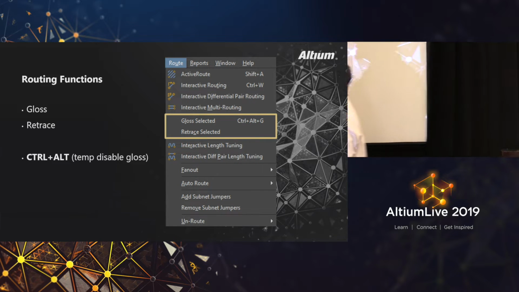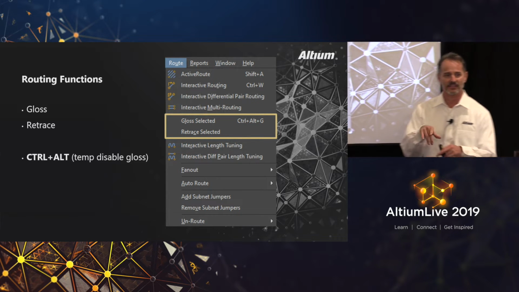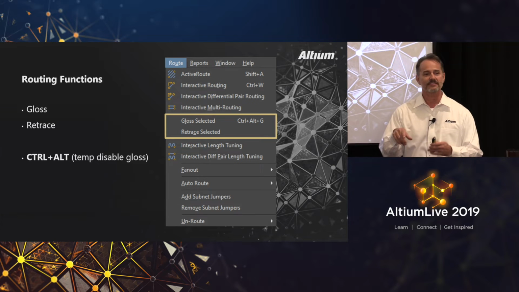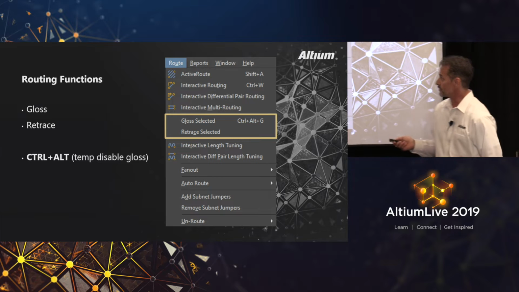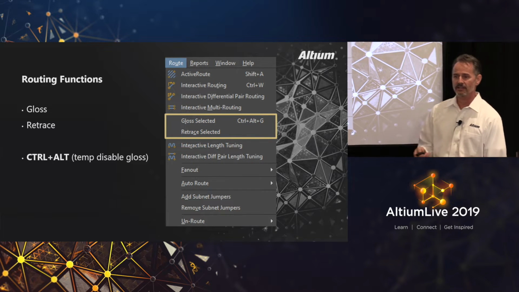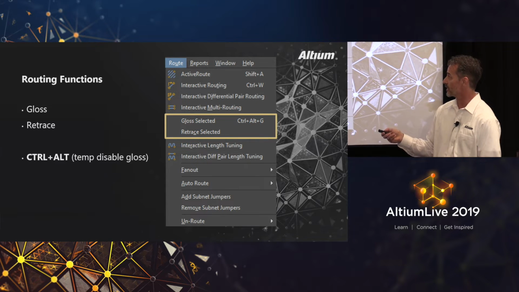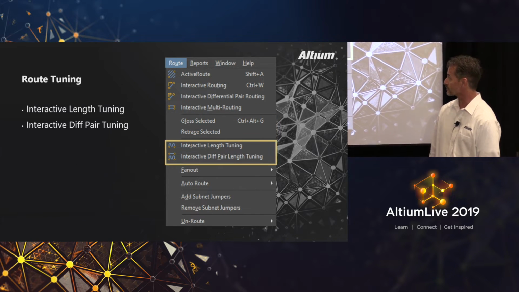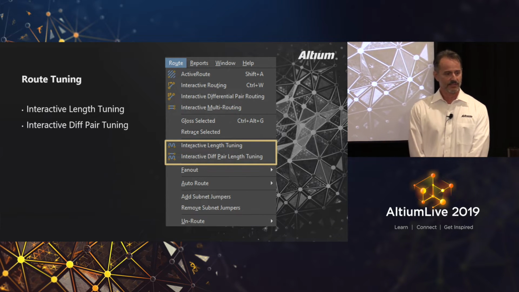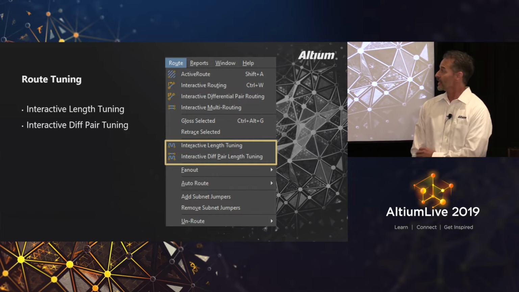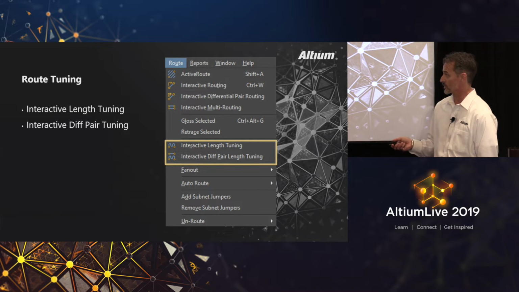Now, one of the keys is Control Alt. A lot of times when you're routing and going into a pad, if you just click outside the pad and hit Control Alt, it'll turn off glossing temporarily. I see designers just turning gloss on and off, so you can use this temporary key for disabling gloss while you're actually running the segment. Also, when you're dragging, you can disable the glossing.